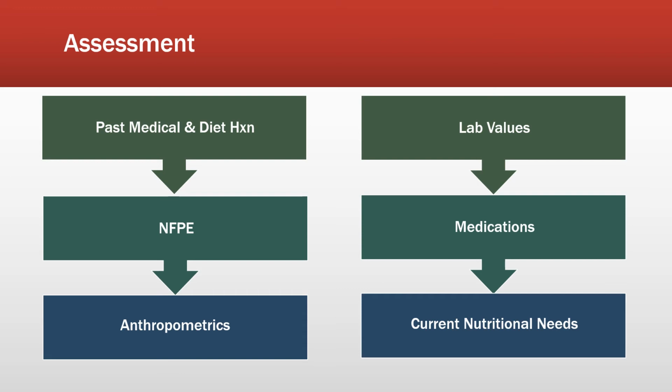His anthropometrics are: his height is 5'8", current body weight is 153 pounds, usual body weight is 180 pounds, so that means he is currently at 85% of his usual body weight. The ideal body weight, give or take 10%, is 160 pounds. His percentage of ideal body weight is currently 95.62%, with a BMI of 21.95. So we can see that Mr. Lewis is within a good weight. However, he has lost significant weight for himself.